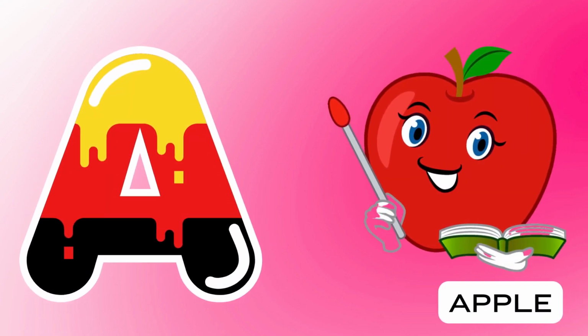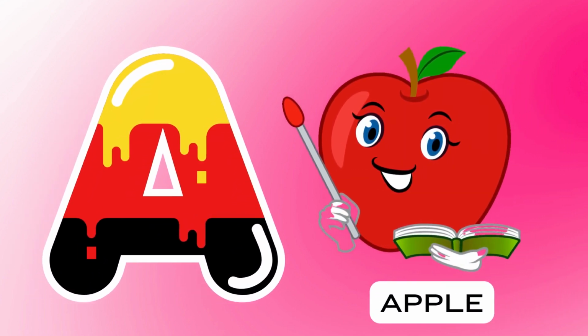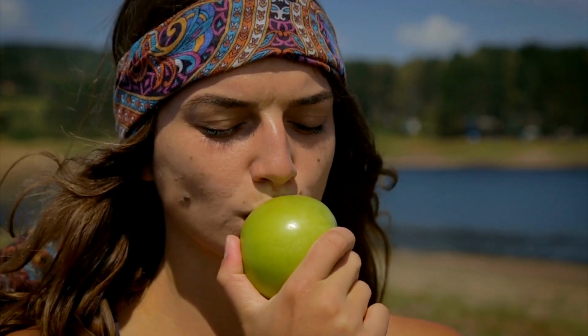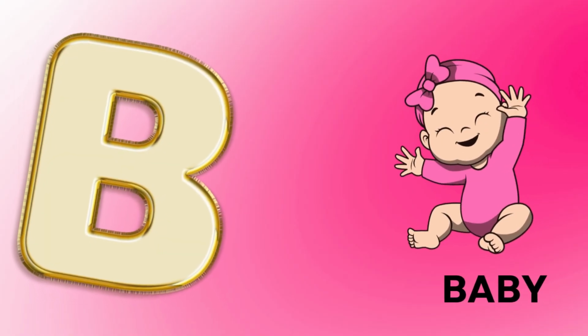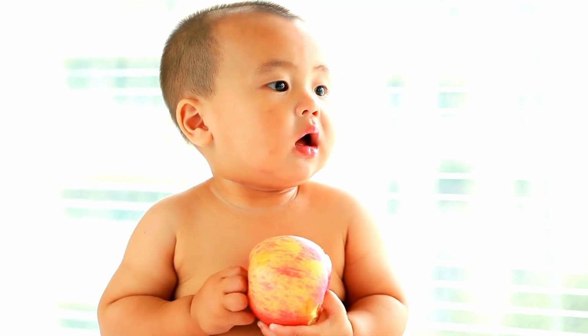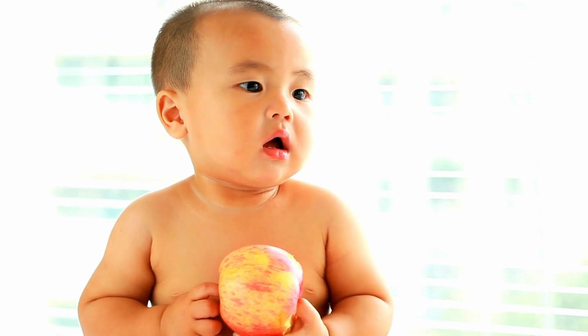A is for apple, A, A, apple, A, A, apple, A, apple. B is for baby, B, B, baby, B, B, baby, B, baby.